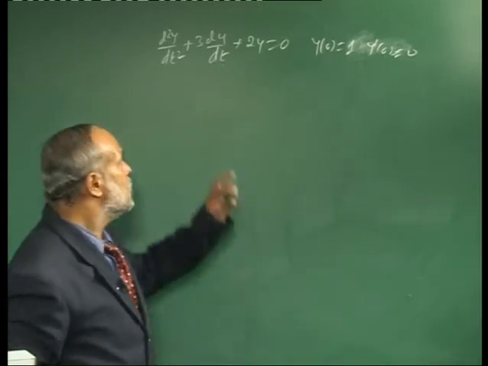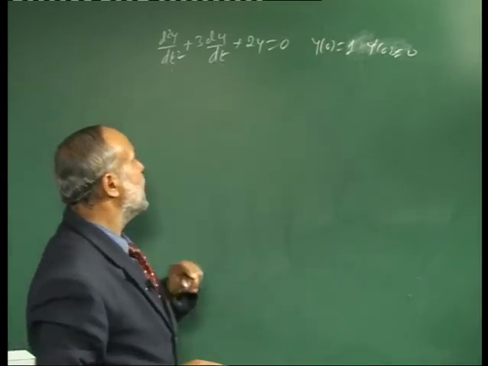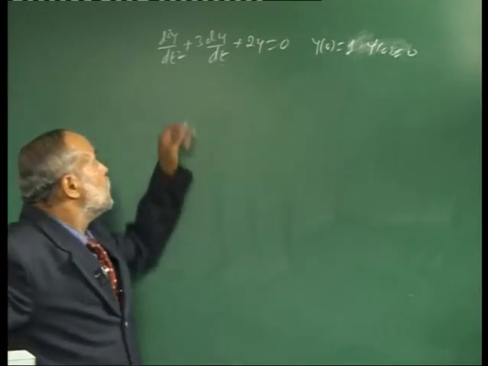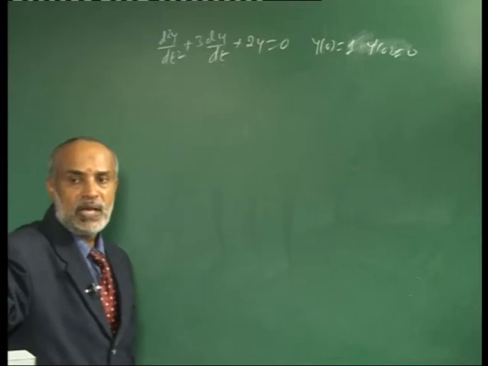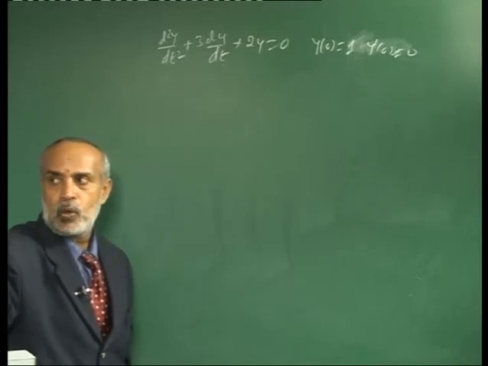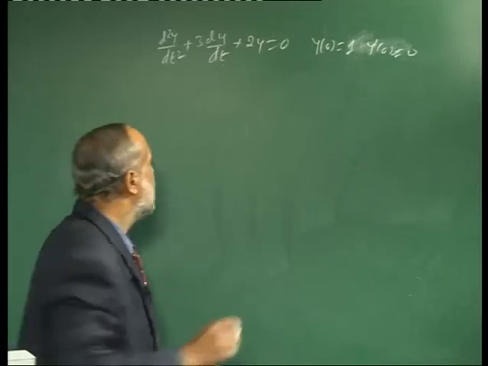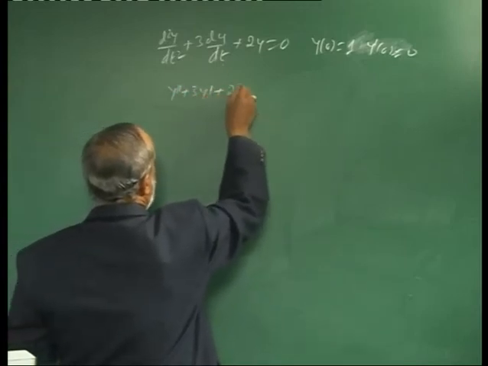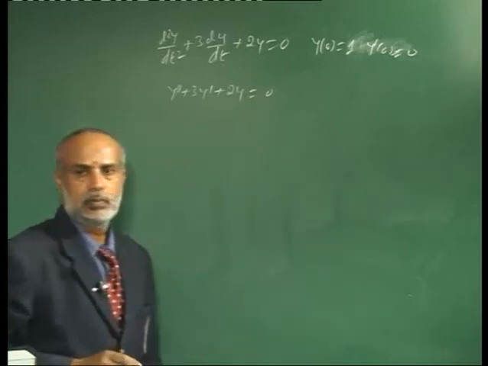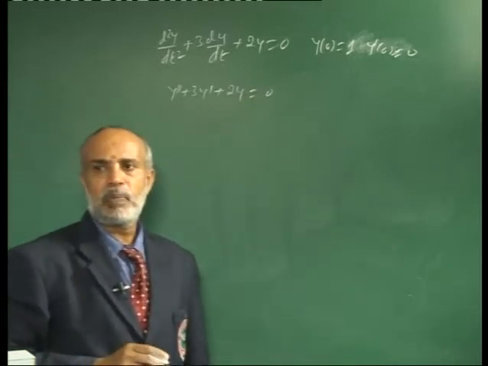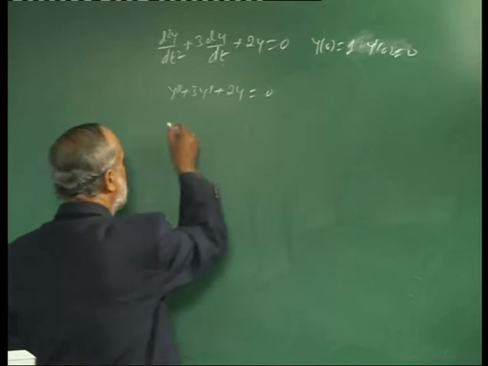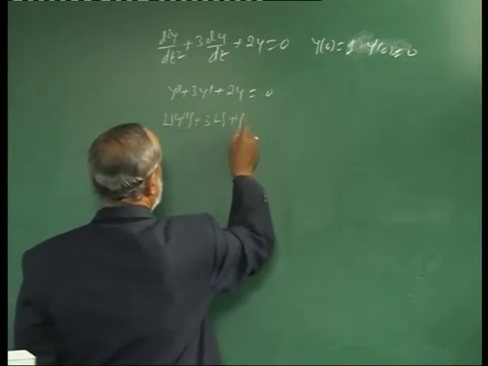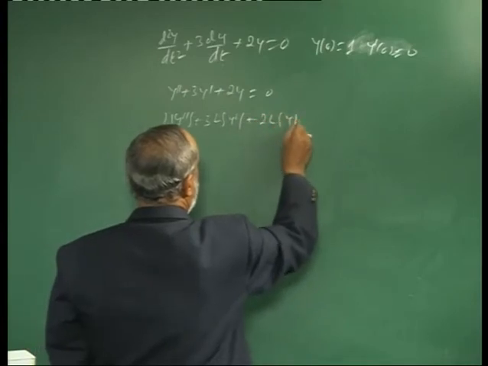This is the given differential equation, and now you have to find the solution. Then d squared y by dt squared plus 3 dy by dt plus 2y equal to 0 can be rewritten as y double dash plus 3y dash plus 2y equal to 0. Now you can apply the Laplace transform on both sides. Then L of y double dash plus 3 into L of y dash plus 2 into L of y equal to 0.